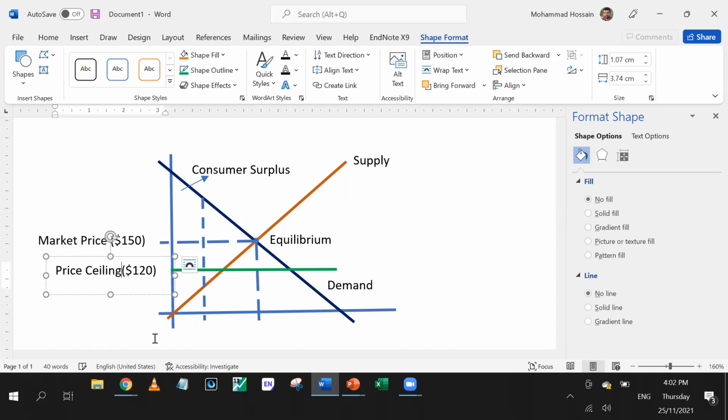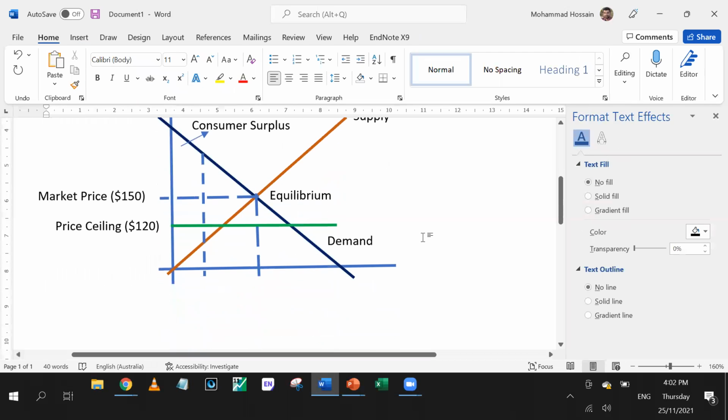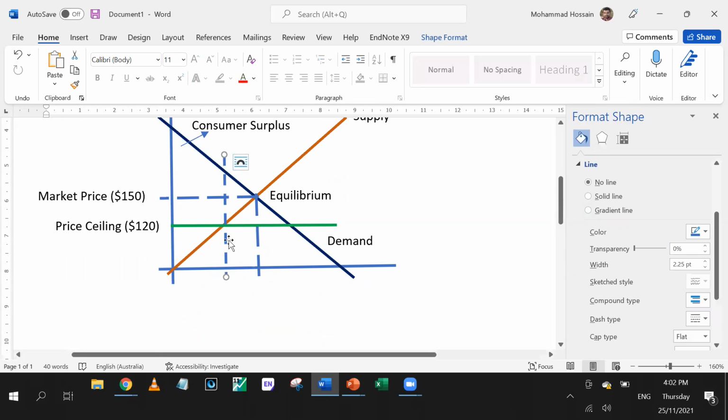Okay, price ceiling. Price ceiling is how much you can go maximum. That is known as price ceiling. And if you set up the price ceiling, at that time you can see the maximum supply is in here.